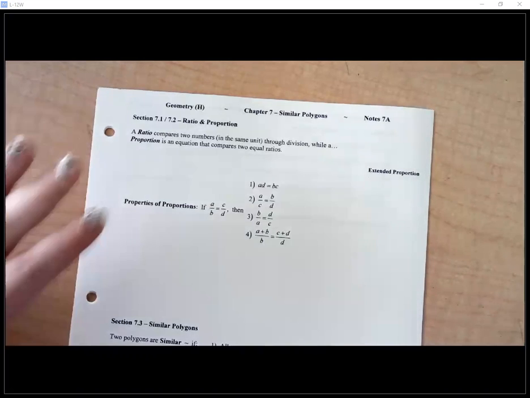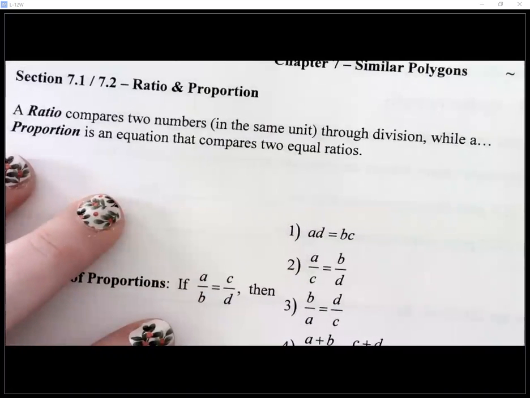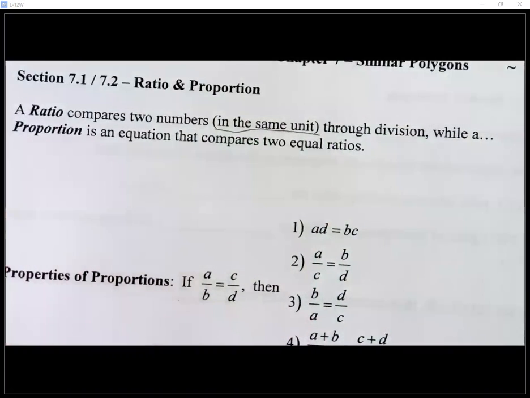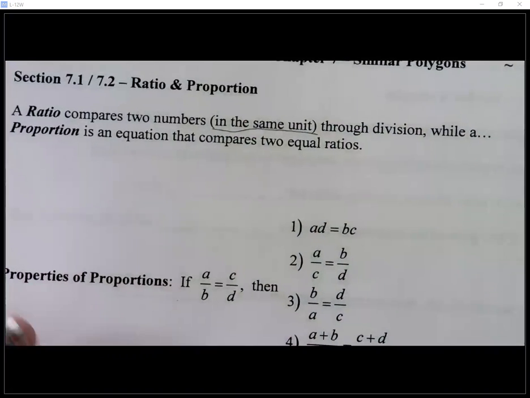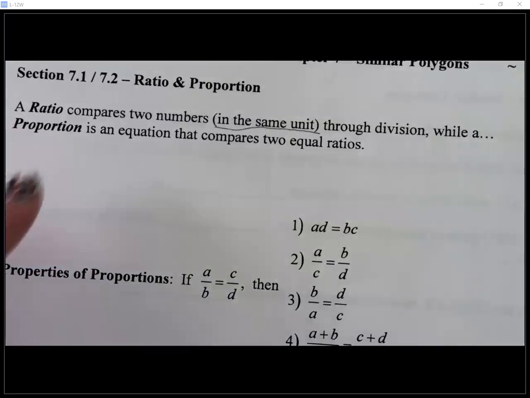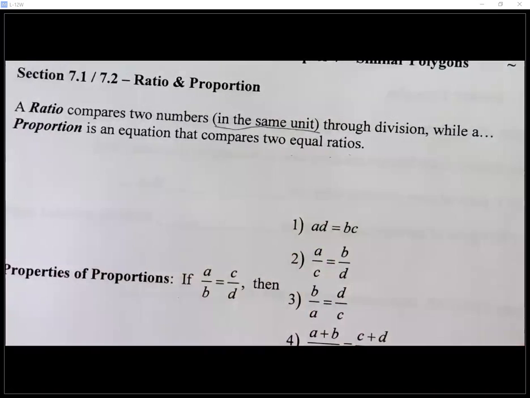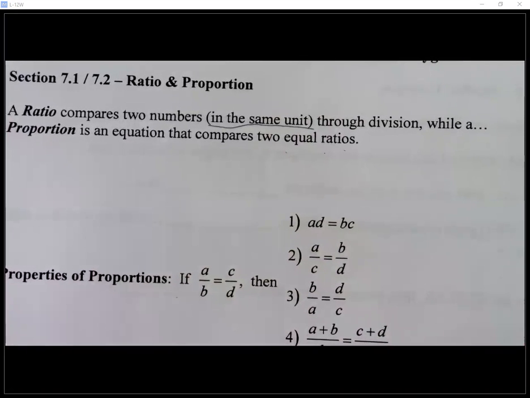All right, so if we just take a look, we have two definitions, sort of. A ratio is a comparison of two numbers in the same unit. That's important. If I'm comparing feet and inches, I want to convert feet into inches so that I can compare them. We want to be in the same unit. So a ratio compares two numbers in the same unit through division, while a proportion is an equation that compares two equal ratios. That's really the difference. You have two ratios that are equal to each other, and that forms a proportion.